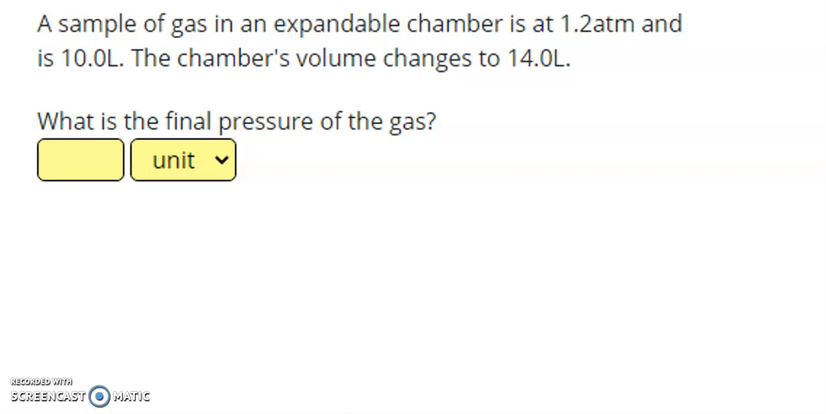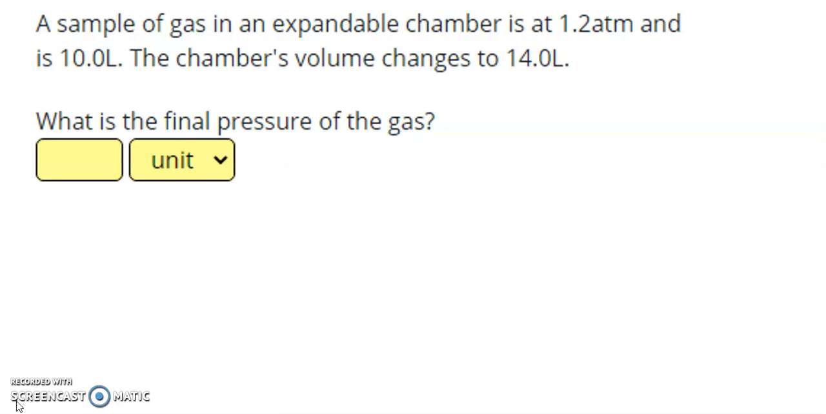Well, we want to find our givens first. We see we have 1.2 atmosphere, 10 liters, and 14 liters. We'll need to figure out what's at the beginning of the problem and what's at the end. The gas is initially at 1.2 atm and 10 liters, so those are my P1 and my V1.